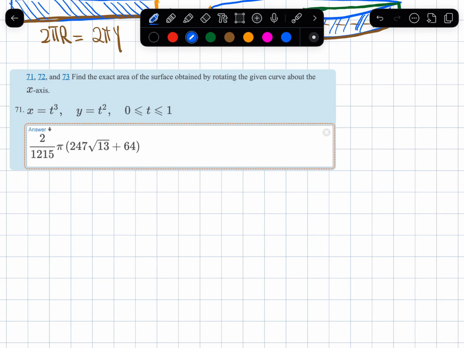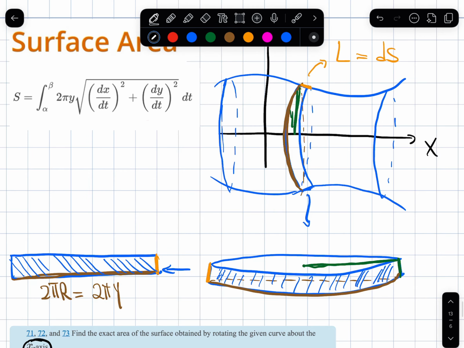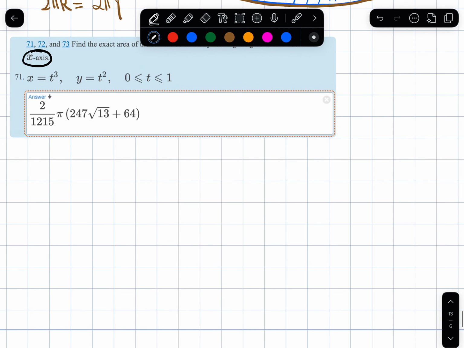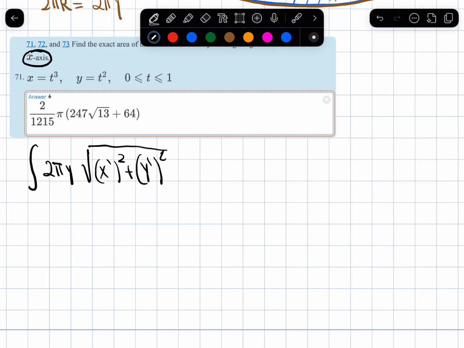Let's say I have a surface that's obtained by rotating this curve right here, x equals t cubed and y equals t squared, from t equals 0 to t equals 1 around the x-axis. So this is something that I have to pay attention to because that's exactly what happened in my example. So all I have to do is just set up the integral of 2 pi y root x prime squared plus y prime squared dt, from alpha to beta or a to b.